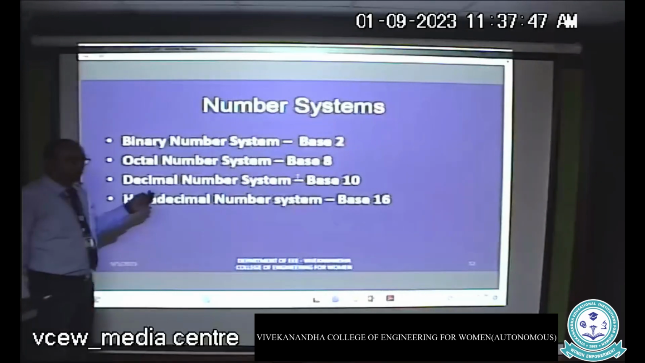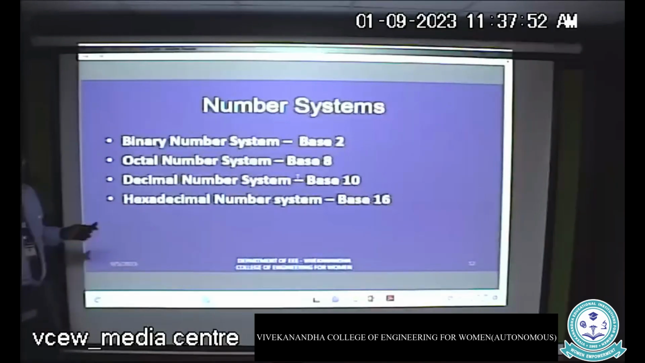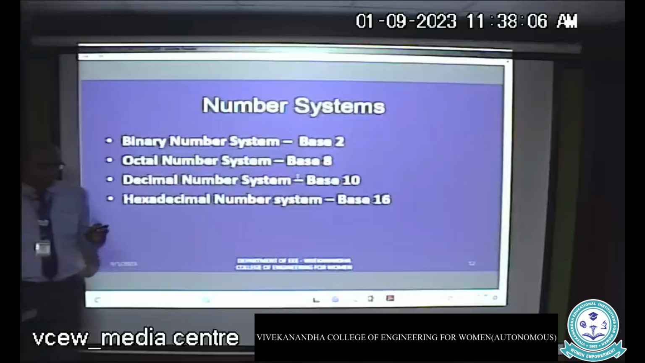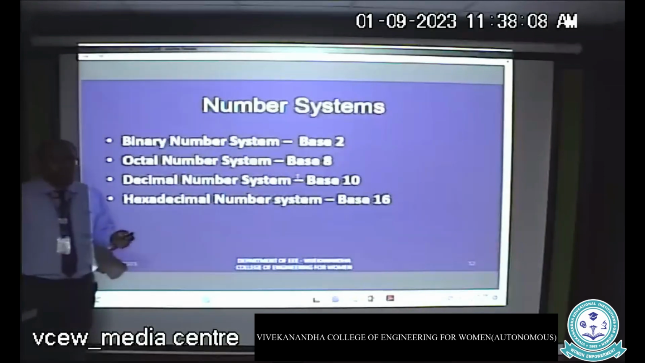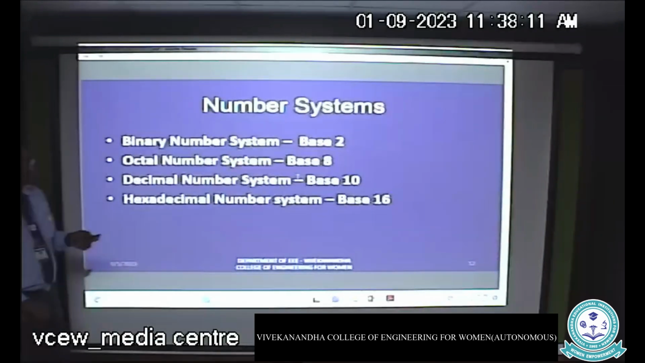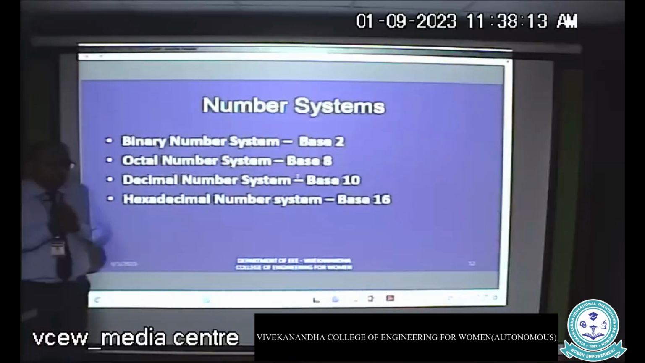And octal number systems, octagon, right? So it means there are 8 components. So the base is 8. And decimal number systems have the base 10, and hexadecimal number systems have base 16, right? So we will see one by one: what is the nature of the number systems, how to identify them, and how to convert from one number system to the other.